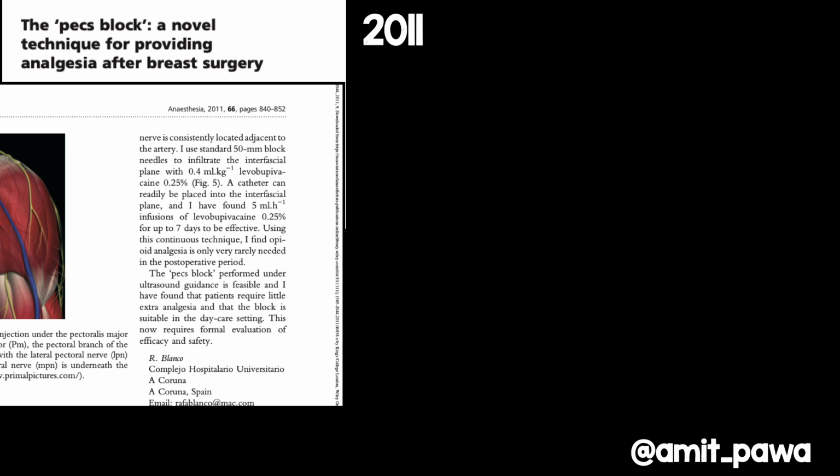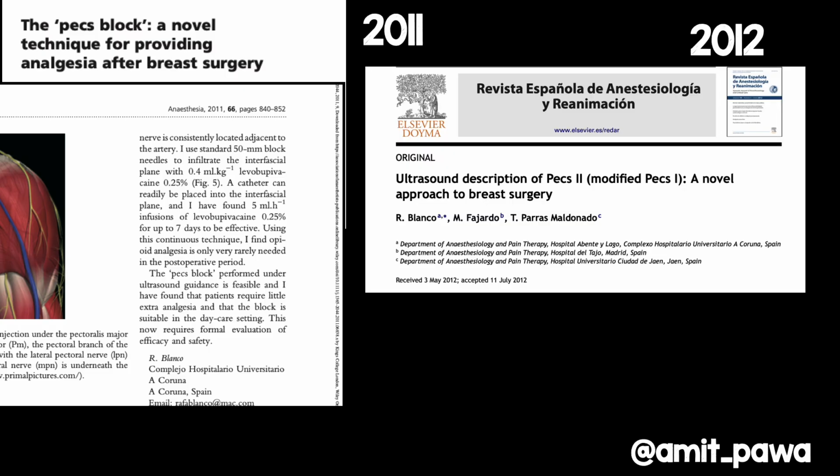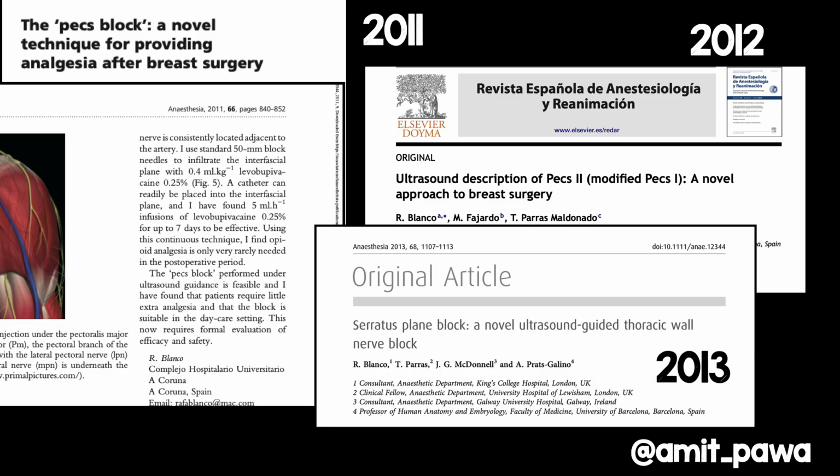Well, what about the PECS block? That was first described back in 2011 by Rafa Blanco as an initial injection between pectoralis major and pectoralis minor. He then revised this in 2012 and described the modified PECS block, modified PECS 1, which he called the PECS 2 block. And in 2013, the evolution continued when he described the serratus anterior plane block, or serratus plane block as he called it back then.